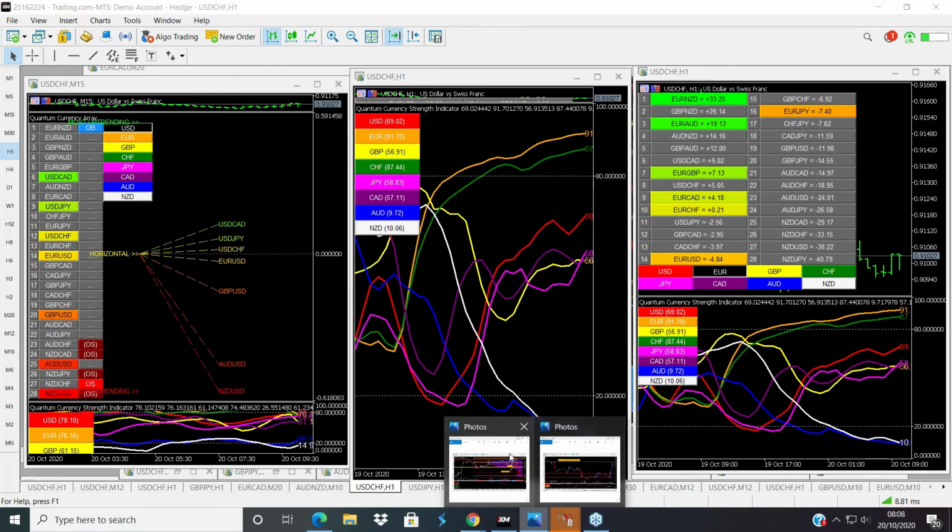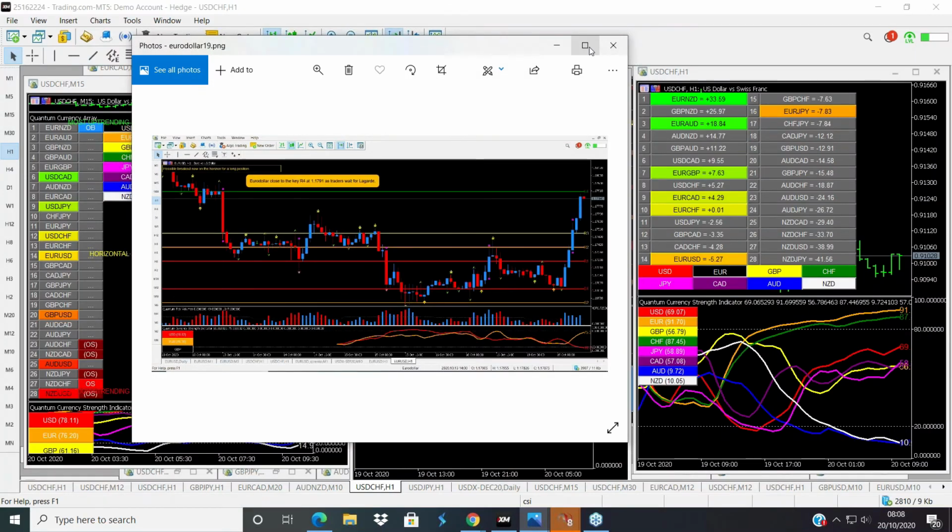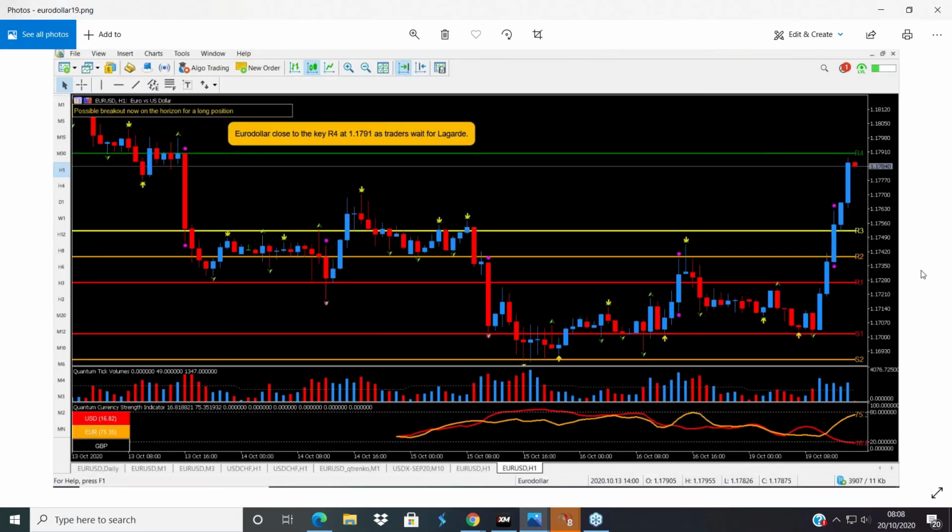And just to finish off, this is the euro dollar yesterday. As I said, the dollar was selling off very nicely. This is again the hourly chart, and again we had exactly the same situation. I said the euro dollar close, this is a very key level at R4, and it coincided not just with the open in New York, but Christine Lagarde was going to be speaking as well. Now, it's not unusual at all.